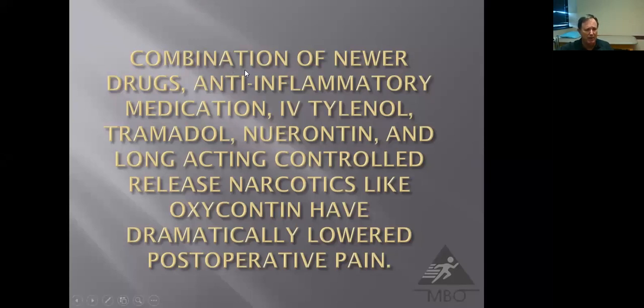So in summary here, a combination of newer drugs, anti-inflammatory medication, IV Tylenol, surprisingly effective, tramadol, Neurontin or gabapentin, and long-acting narcotics have dramatically changed the game in terms of pain relief. Now, if you talk to people who have had hip and knee replacements, they will tell you, generally speaking, the knee replacements tend to hurt more. Not everybody. So again, we want people to use as little medication as possible.